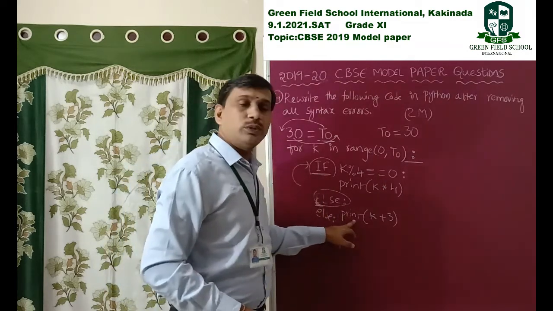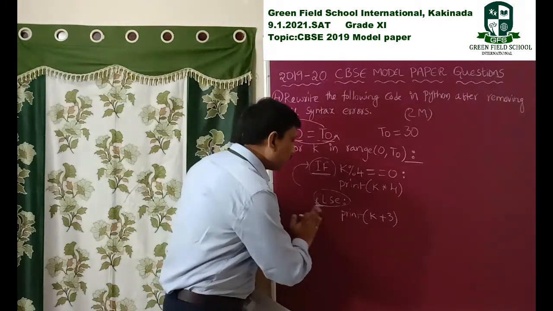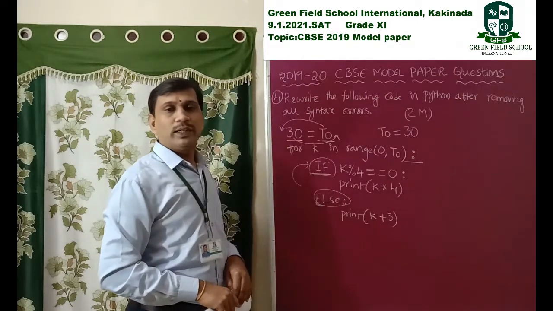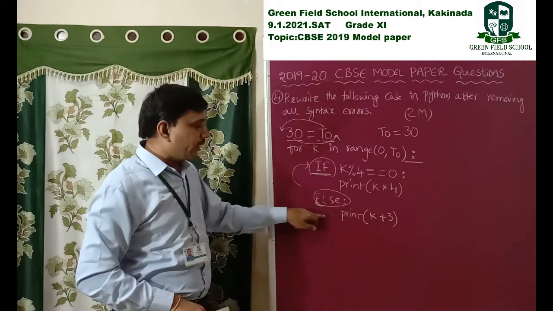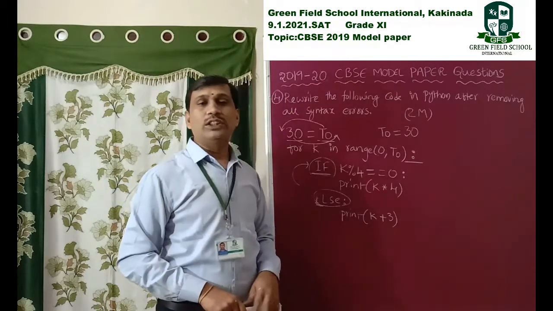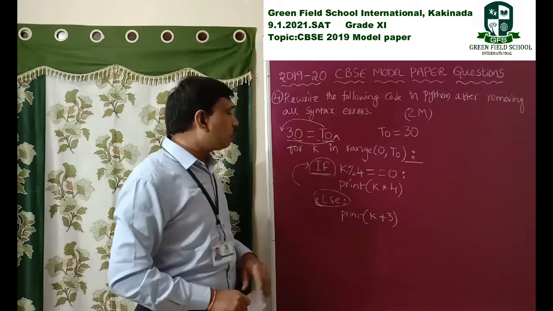Next, coming to here, we maintain some indentation, and they also provided that. Here no error is there. Next, they print K plus 3 value. This one does not have any error. So we find four errors.